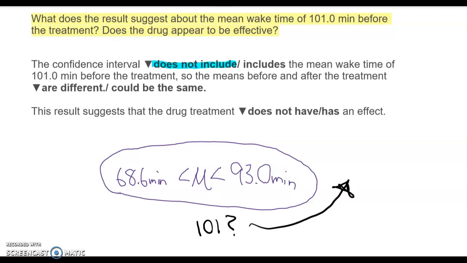So the means before and after the treatment we can choose are different or could be the same. They're different. This result suggests that the drug treatment does have an effect or does not have an effect. I'm going to say that it does have an effect.